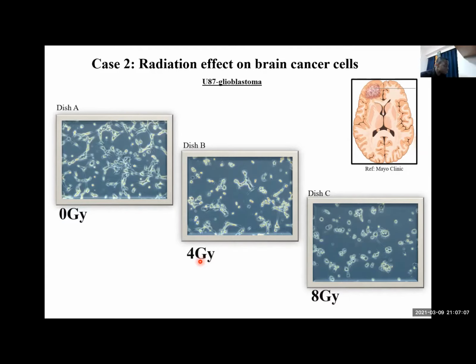But when they were exposed to 4 gray, first we can see a decrease in the population. We can see some cell deaths. But when the dose was increased to 8 gray of radiation, what can we see?